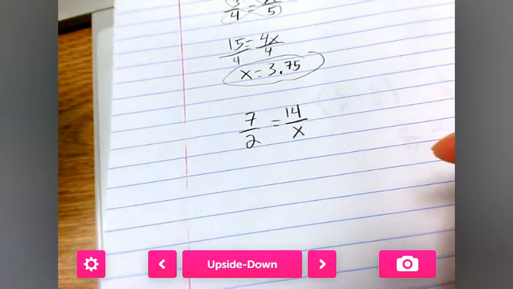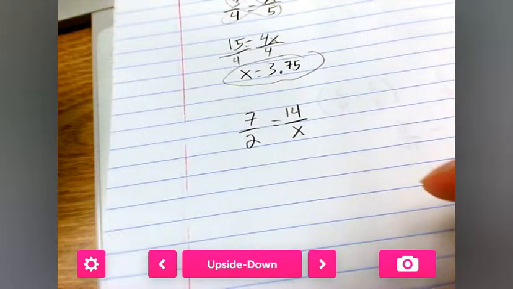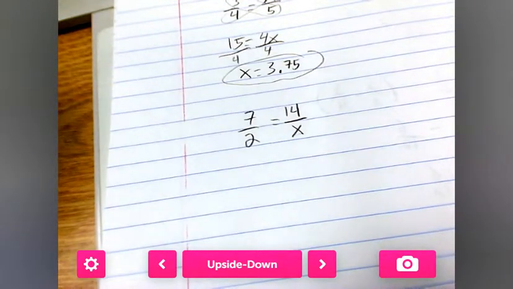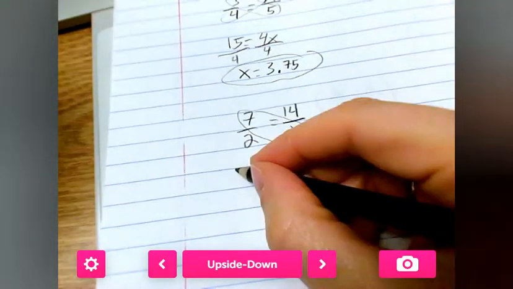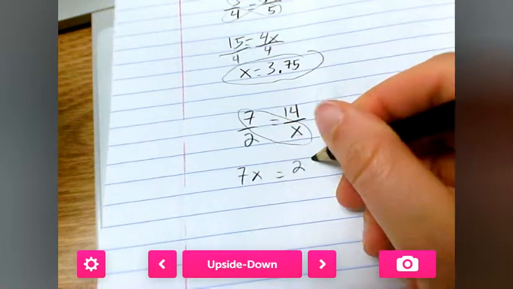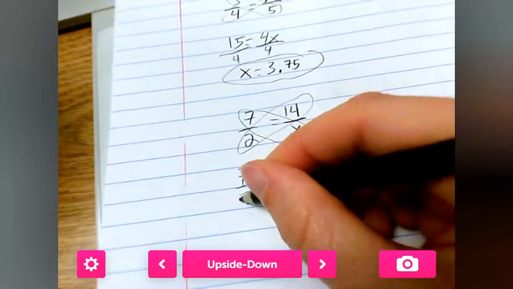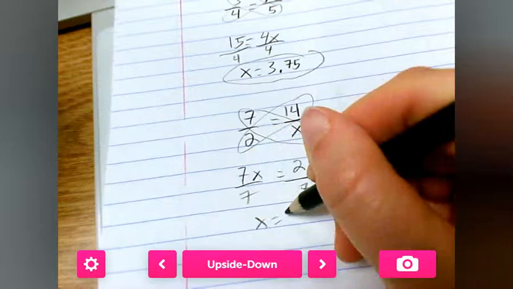Go ahead and try this one. 7 over 2 equals 14 over x. Solve for x. How are you going to get it? Okay, so I get 7x equals 28. Divide by 7. X equals 4.